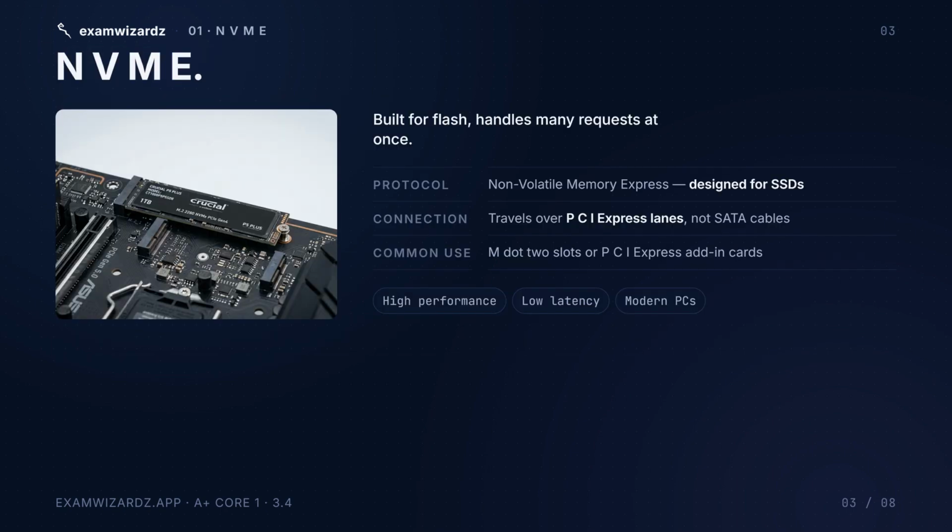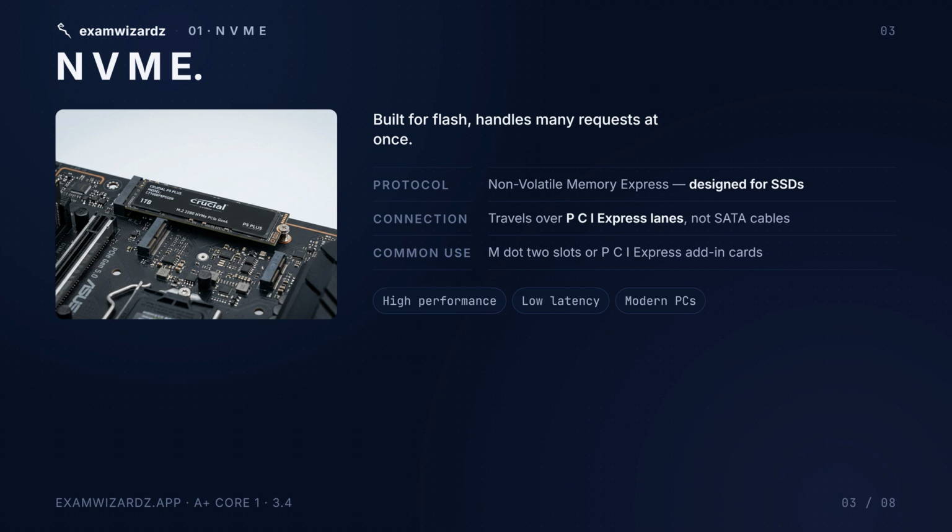NVMe is a storage protocol designed specifically for flash memory. Older standards were built when spinning hard drives were the norm, so they weren't optimized for the low delay and parallel behavior of solid-state storage. NVMe was built from the ground up to handle many requests at the same time, which is why NVMe systems feel snappier even when you're not copying huge files. The protocol reduces waiting and improves responsiveness under multitasking.